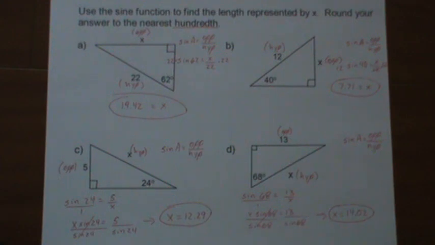My goal is to solve for x, so I chose to put sine of 68 over 1 and cross multiply. X times sine of 68 is x sine 68. 1 times 13 is 13. I divide by the sine of 68 on both sides, round to the nearest hundredth, and get x equals 14.02.